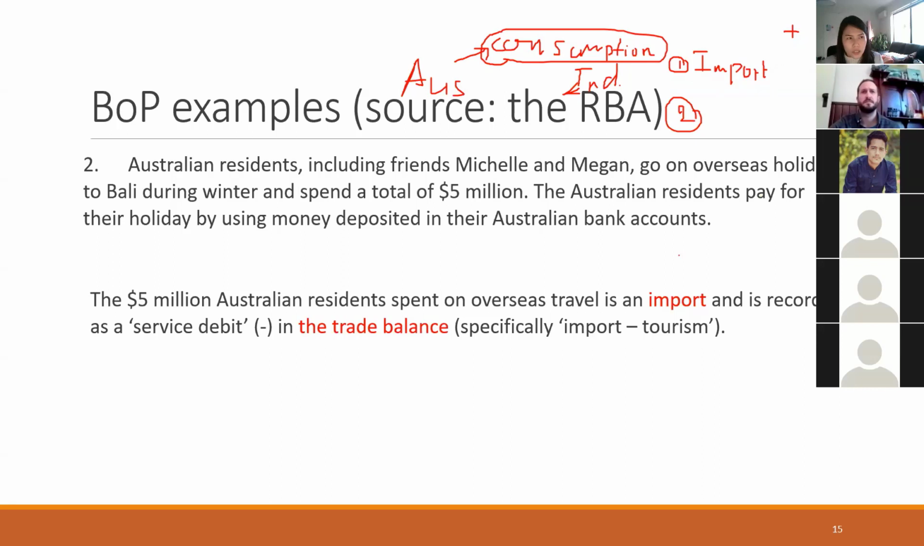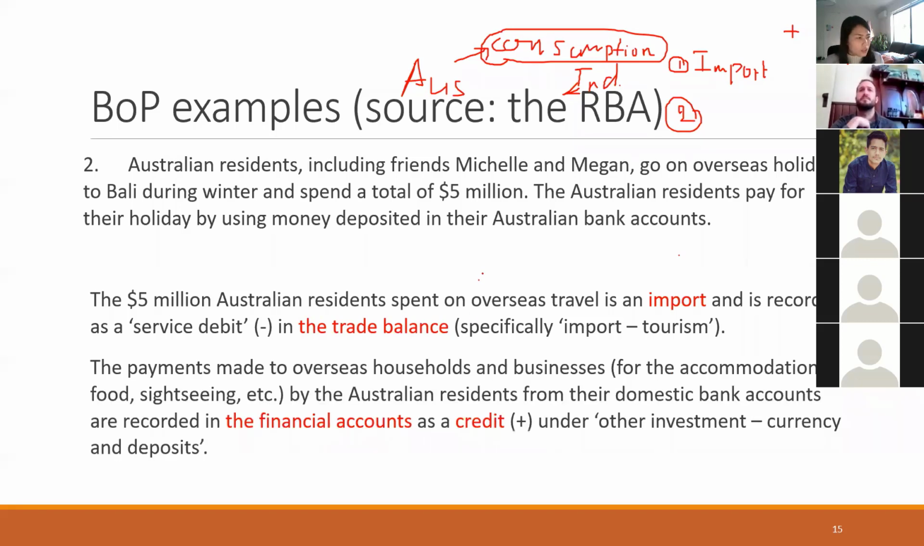Now, this is the first entry. So here I'm gonna write $5 million for debit, okay? Just gonna write minus five to make sure that this is a cash outflow. With the second entry, now, if I pay for my goods and services, I'm going to pay to the foreign trade partners, right? So in the financial account, I'm going to create another entry for credit for 5 million.